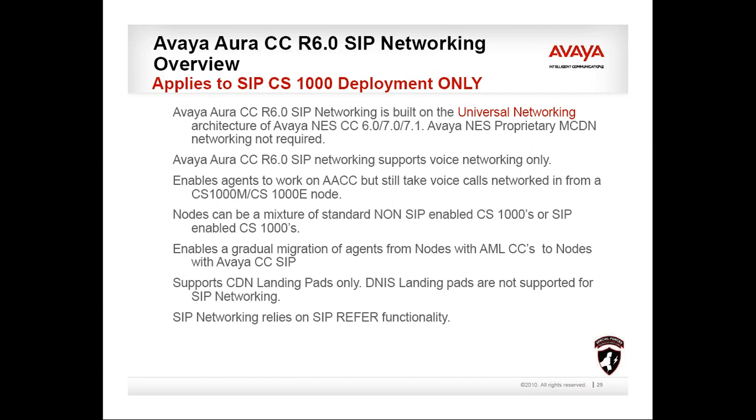You can have a mixture of SIP and non-SIP enabled CS1000s for networking, right? So if you have multiple CS1000s, some locations are SIP, some are not. That's not a problem. You can do that. And also, one of the greatest features of this is it allows you to choose which environments you want to swing over from an AML to SIP as you grow your environment to the Aura Contact Center. It gives you kind of that building block approach to transitioning your contact centers.